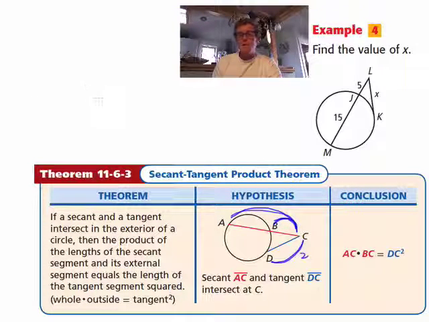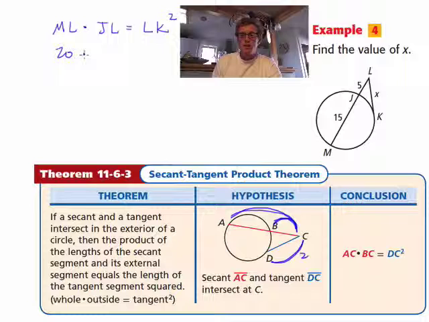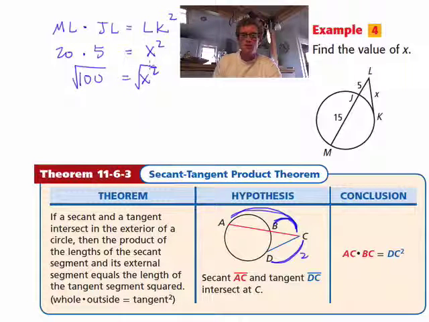Find the value of x when we have this kind of triangle. Alright, well, let's see here. I'm going to do length ML times JL, and that's going to equal length LK squared. Okay, so length ML, that's 5 plus 15, which gives me 20, times just 5. And then on the other side, that equals x squared. Okay, 20 times 5 is going to be 100 equals x squared. So we need to do the square root of both sides to get rid of those. And now x equals 10. Cool. So there's that length.